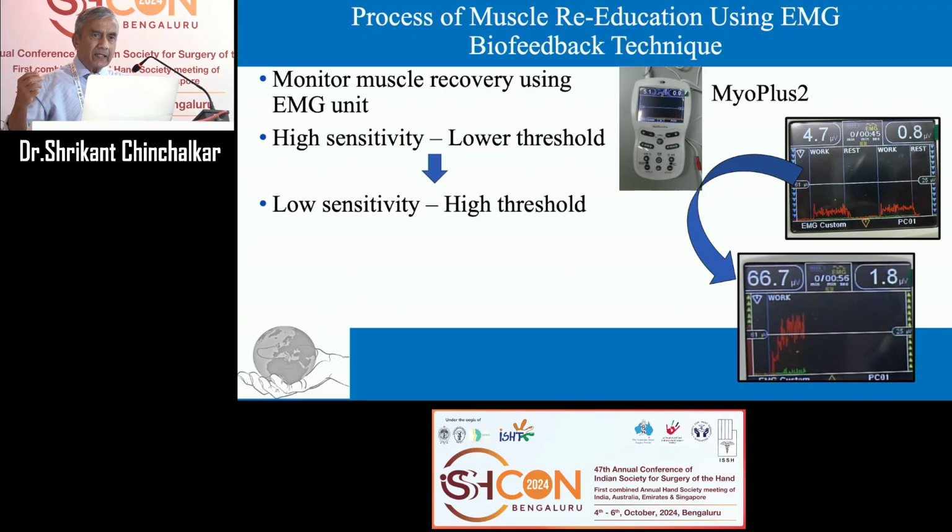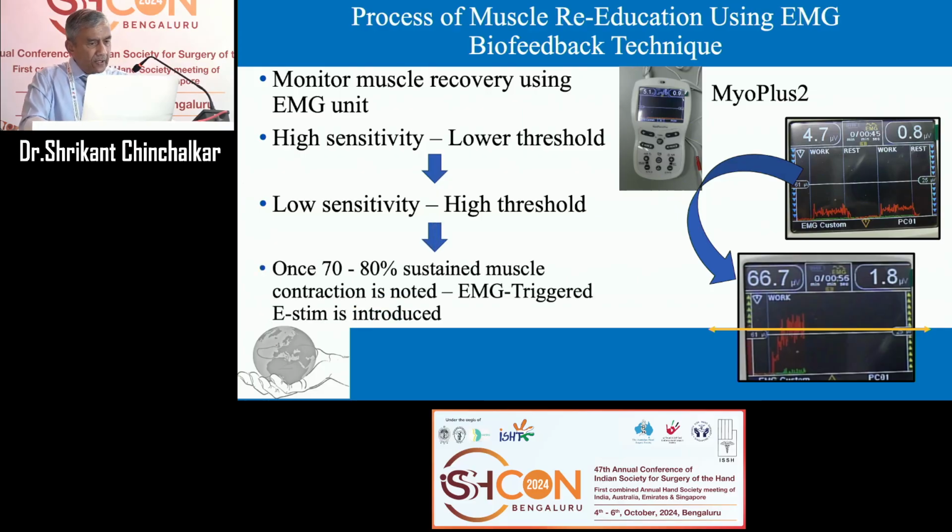So the prompt the patient gets is contract or work, and he'll keep on working and try to sustain muscle contraction for maybe 3 seconds or 5 seconds, depending on what stage they are at. And then as the muscle starts to get better, we lower the sensitivity so that the patient has to produce even greater muscular contraction, and we gradually increase the threshold over time. And once the patient reaches between 70 to 80% of sustained muscle contraction, at that stage we program the unit to produce muscle contraction.